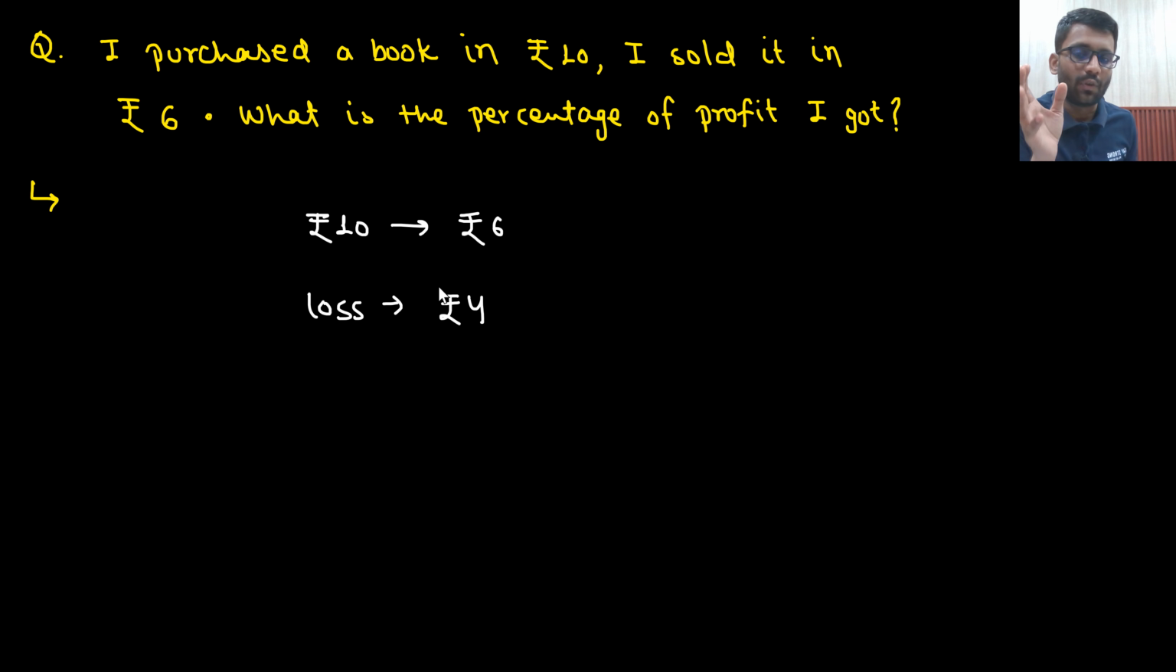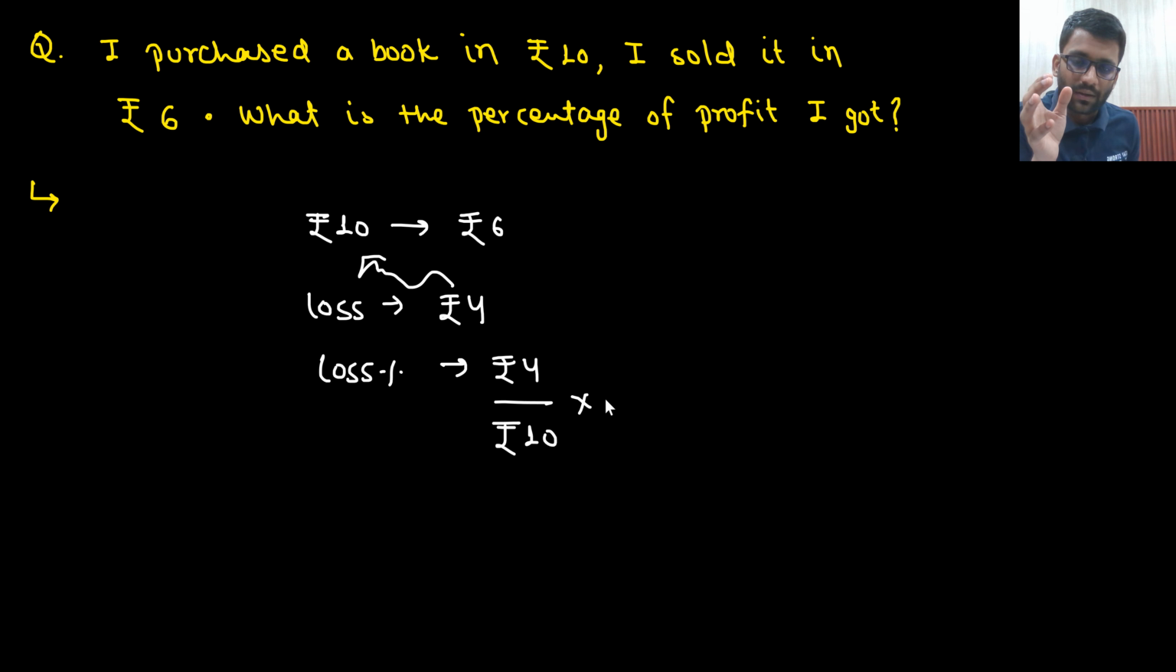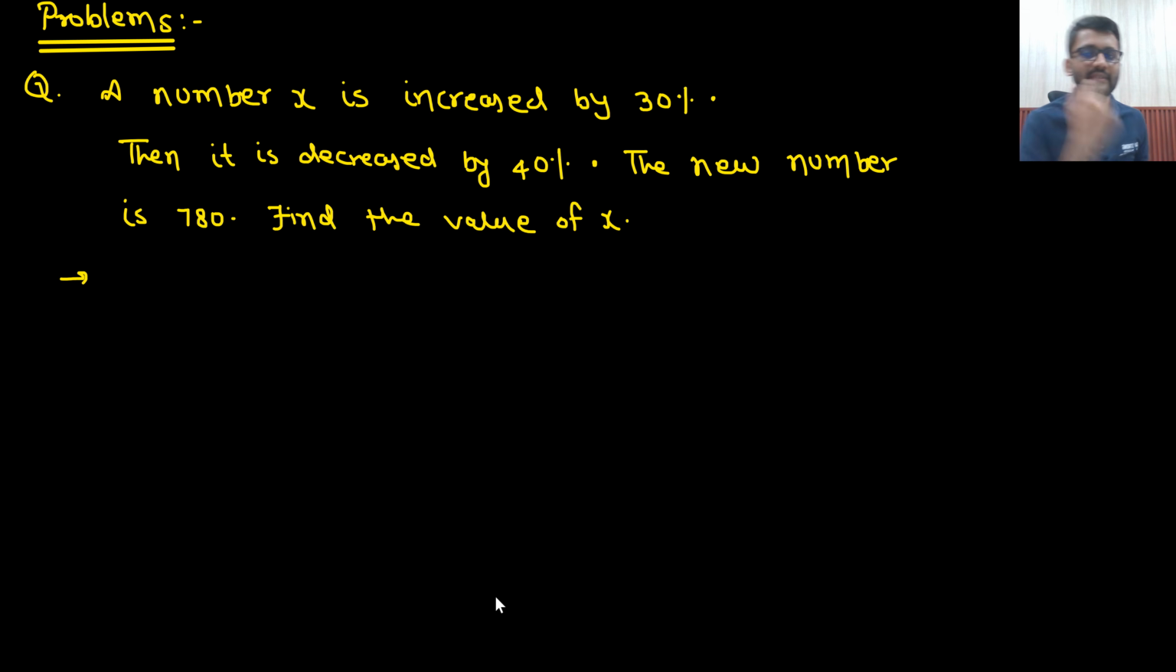So loss is of 4 rupees. Loss 4 rupees on what? Rupees 10. So loss percent: rupees 4 by rupees 10 into 100%. That means 40% loss was there. Okay. Well and good. Let's start solving the problems.